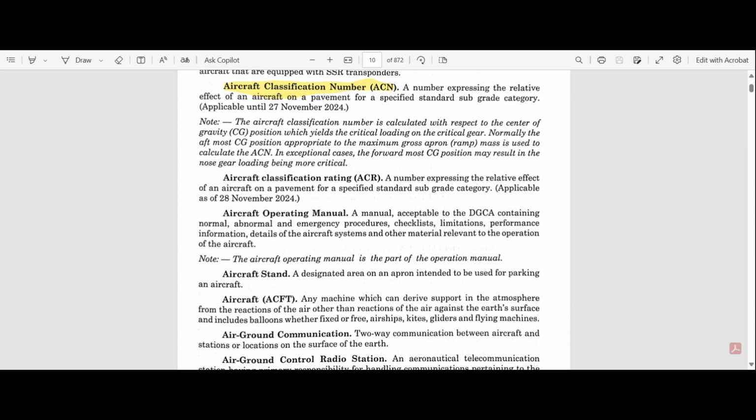It basically represents what the relative effect would be on the pavement of an aircraft for a specified standard category. Some standard categories are maintained, and what effect the aircraft would have on the pavement. This defines the aircraft classification number.